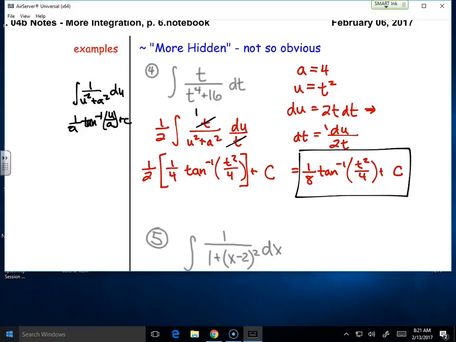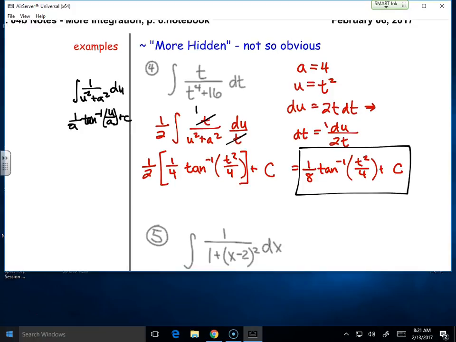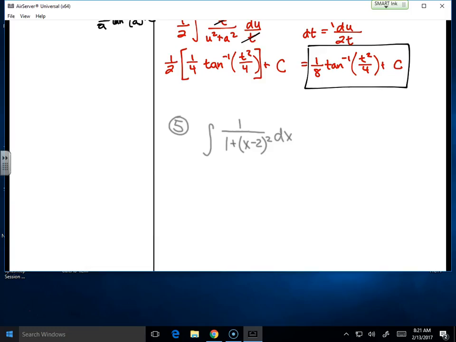Some more hidden, but maybe not impossible. So try this more hidden, but maybe not impossible one. Compared to the inverse trig, some of you might want to start multiplying out, but no, please don't. You're not going to be happy if you try to multiply out. This fits an inverse trig one.